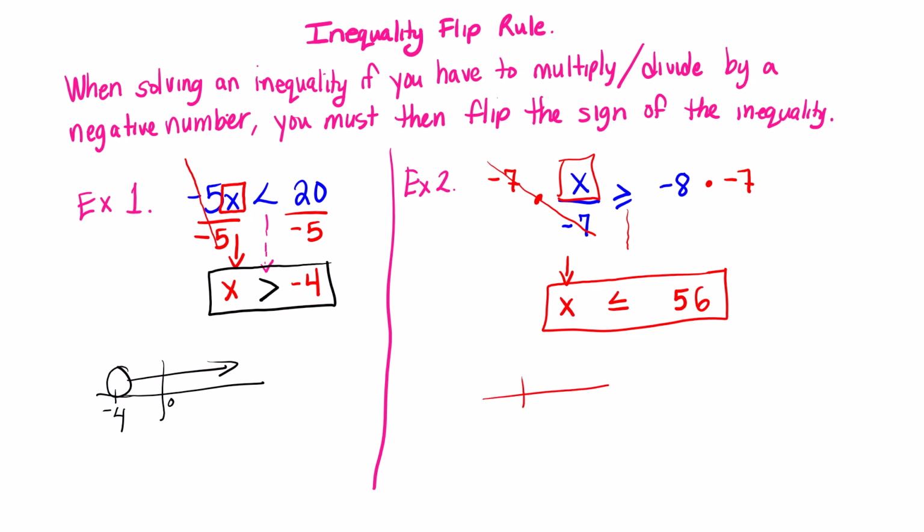And if you were graphing that, here's 0. 56 will be all the way down here. You would put a closed circle at 56 and choose the one that is going to the left. Okay, that would be how you graph it.